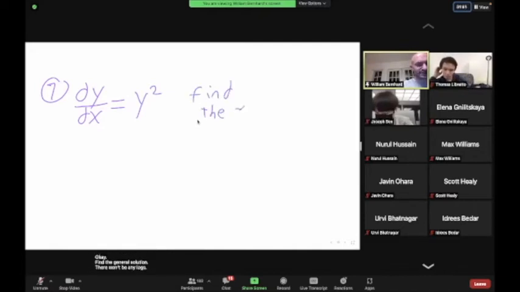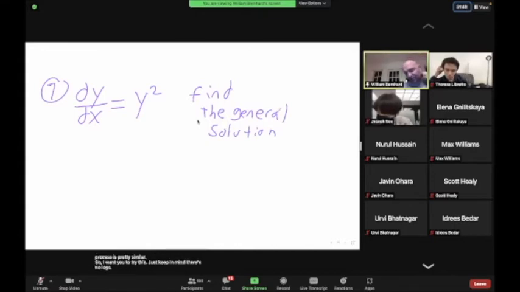There won't be any logs in this problem, but the process is pretty similar. So I want you to try this. Just keep in mind there's no logs or e in this problem. We'll come back to that soon. But just to keep us honest with the process, this time you're finding functions whose derivative is itself squared. If you decided to sit around and think about this one, you'd be crazy because it was hard enough with even the e to the x. It's going to be near impossible to just guess and check functions whose derivative is itself squared. That would be borderline insanity.